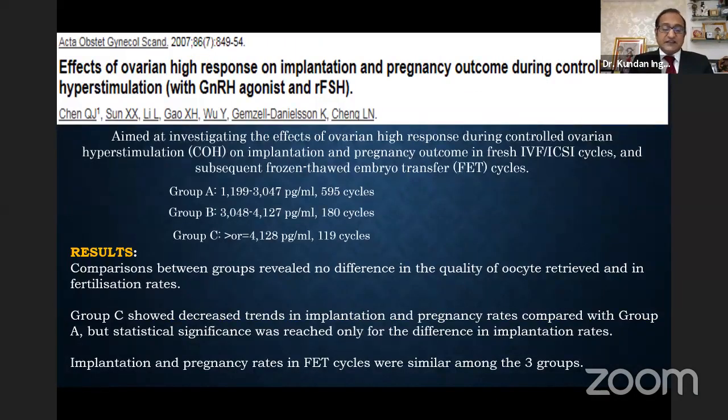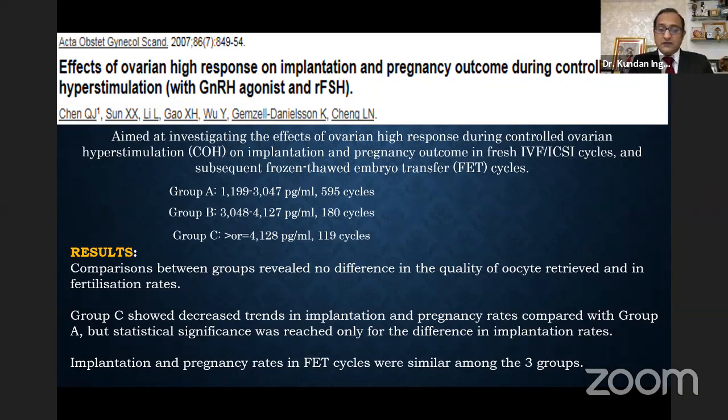Now, as I said, there is over-response and hyper-response leading to excess estrogen levels in the blood circulation. Does it affect the implantation rate? Does it affect the endometrium receptivity? So this was studied way back in 2007. They demonstrated that whenever the estrogen levels go beyond 4,000, there is a significant decrease in the implantation and pregnancy rates, and a statistically significant difference has been seen when compared in this group of patients, especially in terms of implantation rate.